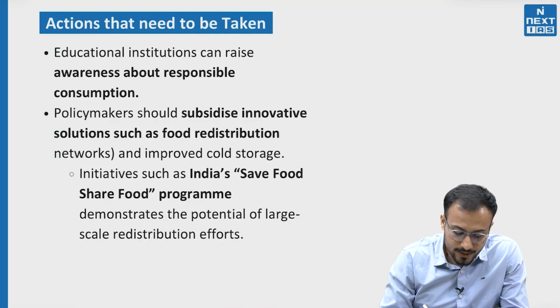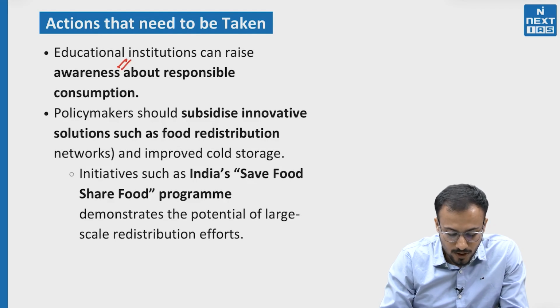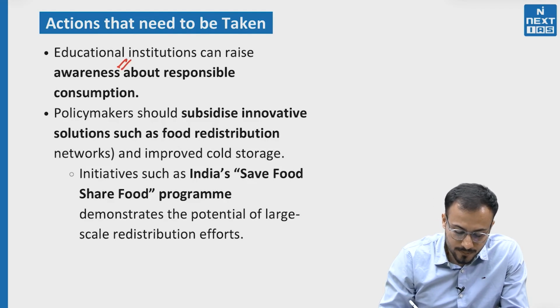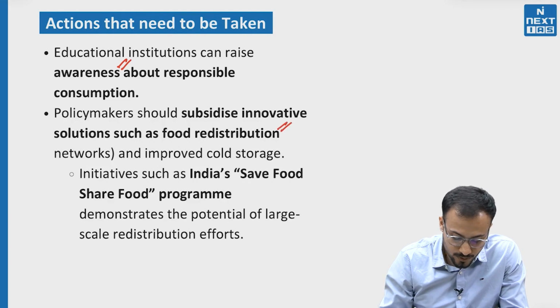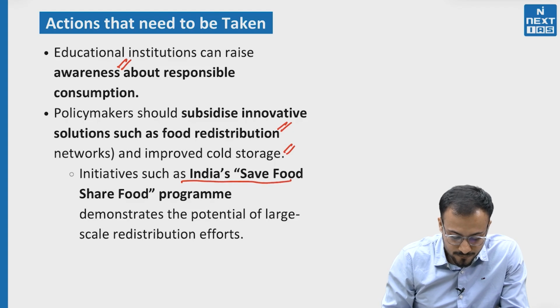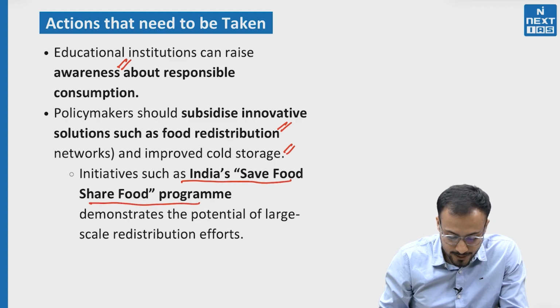Actions need to be taken again. Educational institutions can raise awareness about responsible consumption. Policymakers should subsidize innovative solutions such as food redistribution networks and improve cold storage. Initiatives such as India's Save Food, Share Food program demonstrate the potential of large-scale redistribution efforts.